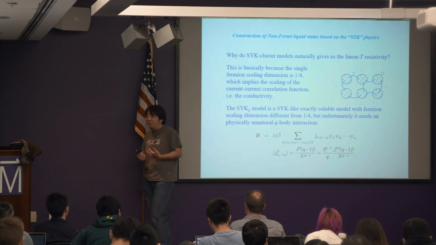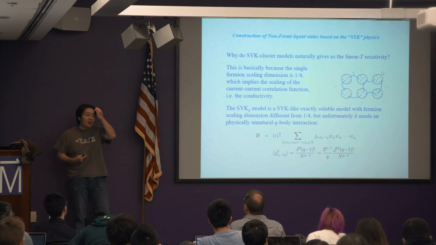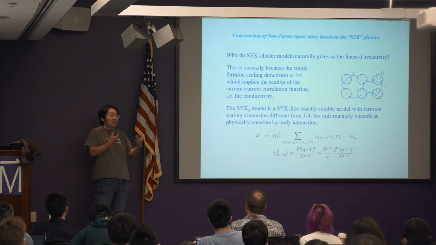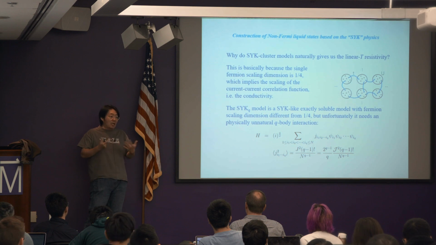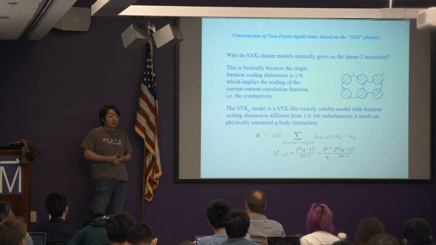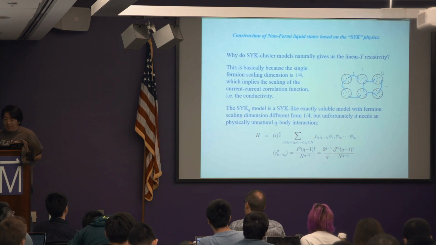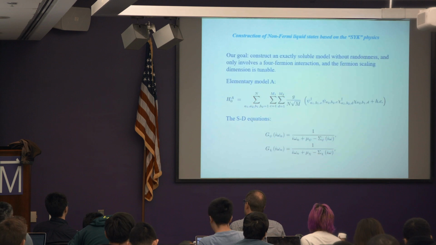So now our goal becomes: can we construct a 4-body interacting, non-random Hamiltonian with a tunable scaling dimension of the fermions, so we can use that model to construct a lattice model where the scaling of the transport can be tuned anywhere between 1 and 2 in the lattice model. That becomes our goal. So indeed, we construct something like that.